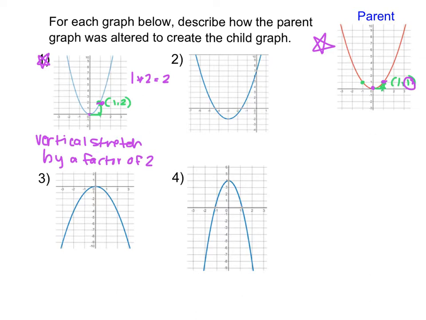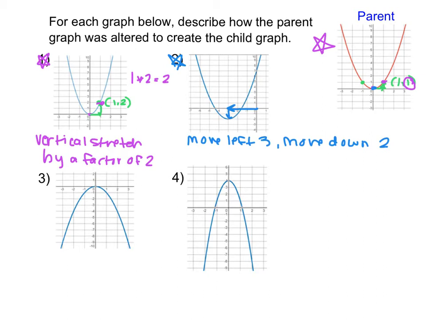So now let's take a look at child graph number 2. What I notice here is that my vertex is not at 0, 0 like it was before. My vertex has been moved to the left 3, so I'm going to say that I moved left 3, and then it moved down 2. So I can see that change. I can see that my vertex moved, and as a result, I can describe what I'm seeing on the screen.